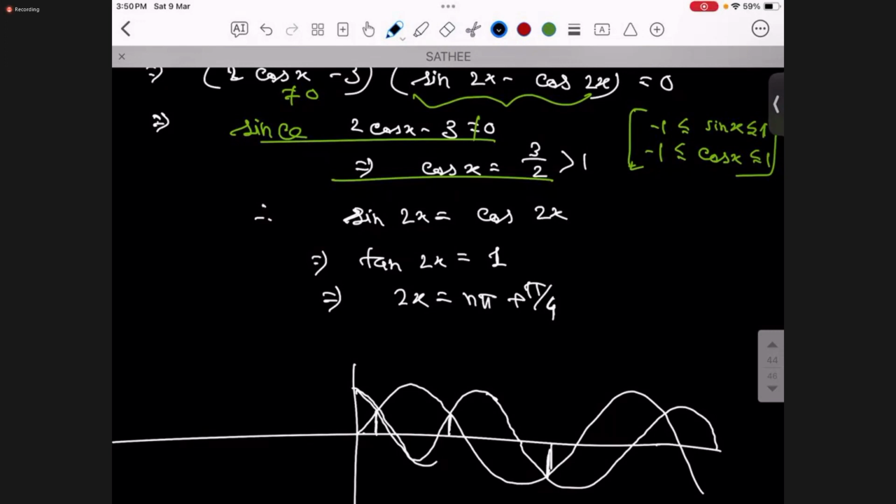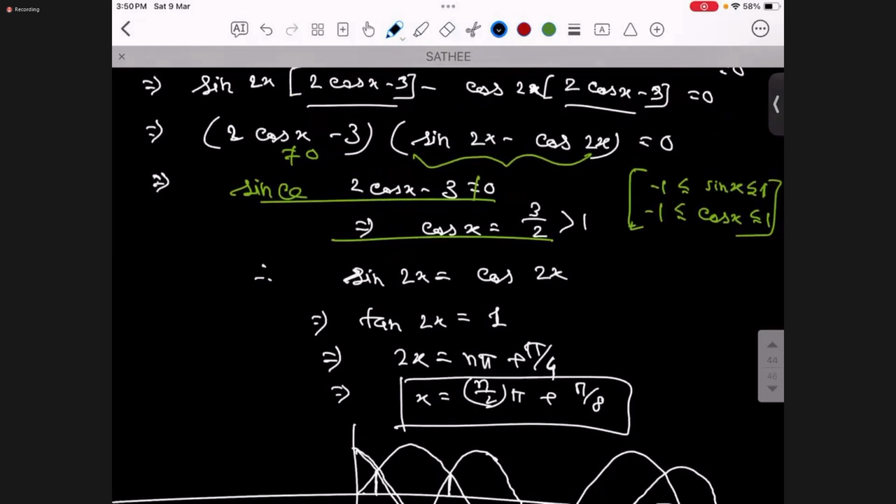Why? Because we have discussed in the last lecture that after each pi step, the value of tan will repeat. Now we need to collect all those values of 2x which will give the value 1. For which value of 2x will the value be 1? That will be n pi plus pi by 4, because for n pi the value gets repeated, and for pi by 4 you get the value 1. So from here, what will be the value of x? x will be n pi by 2 plus pi by 8.